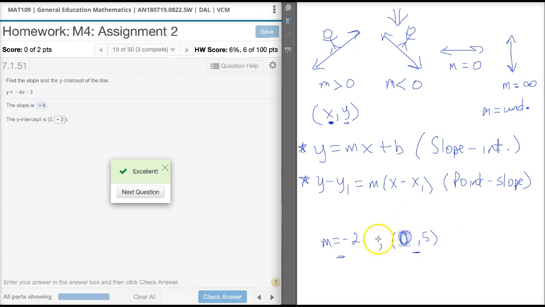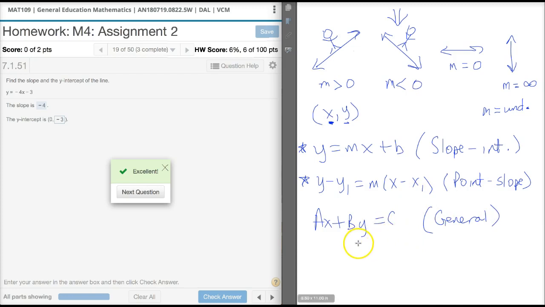Last thing, we also have another form of an equation of a line, which is called the general form. This form is mainly used whenever we do systems of linear equations, or if we're given an equation and asked to sketch a quick graph of the line. So for instance, if I had something like 2x plus 3y equals... sorry, not 0. Let me do 6 here.